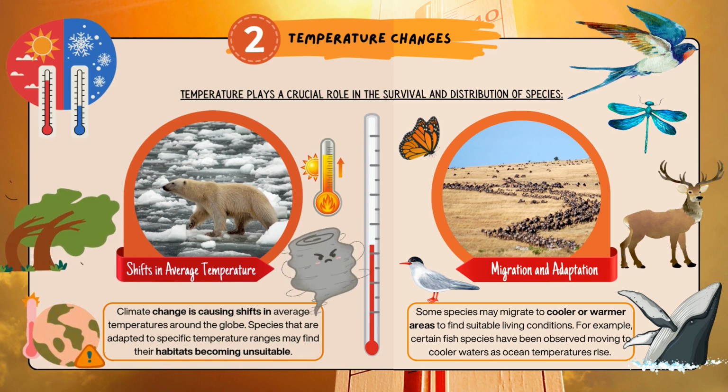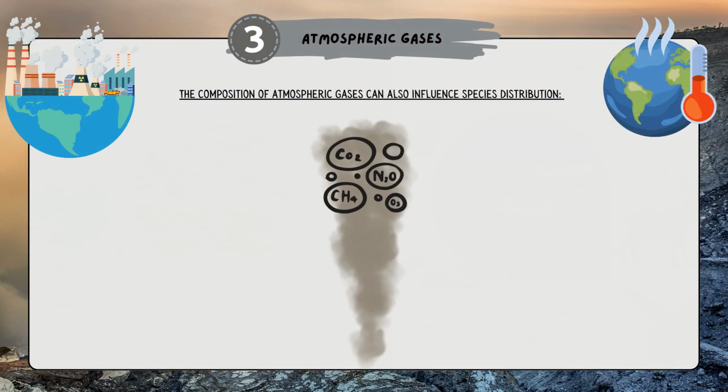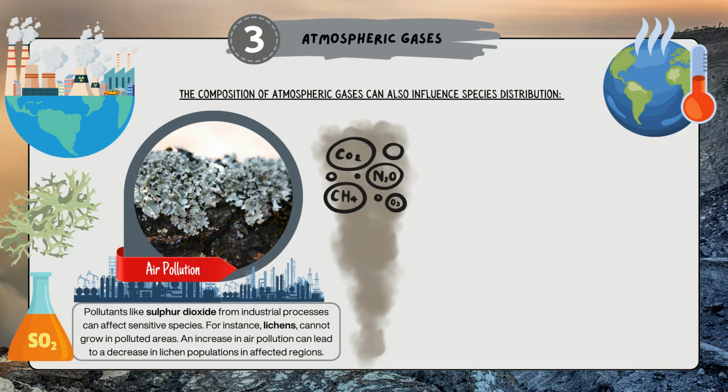The final key environmental change which affects species is atmospheric gases. The composition of atmospheric gases can also influence species distribution. The major factors are air pollution. Pollutants like sulfur dioxide from industrial processes can affect sensitive species. For instance, lichens cannot grow in polluted areas. An increase in air pollution can lead to a decrease in lichen populations in affected regions.